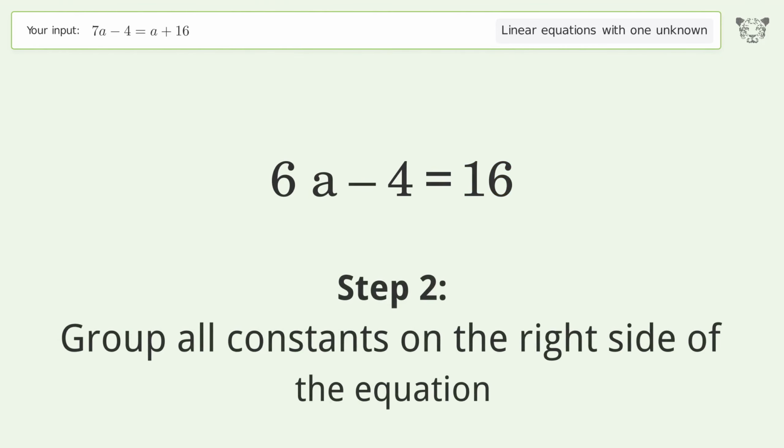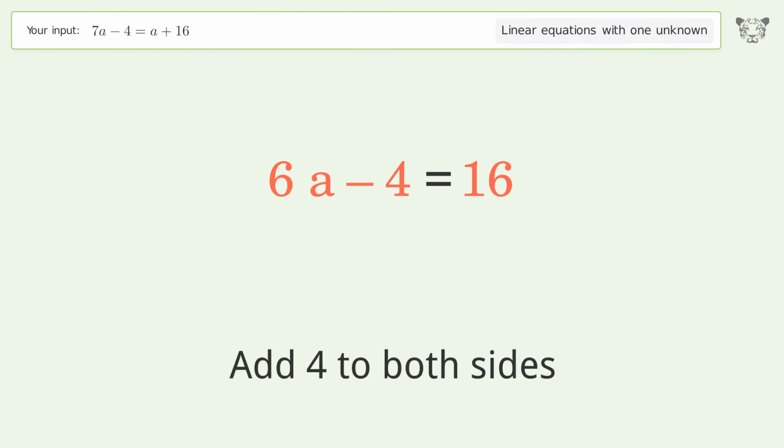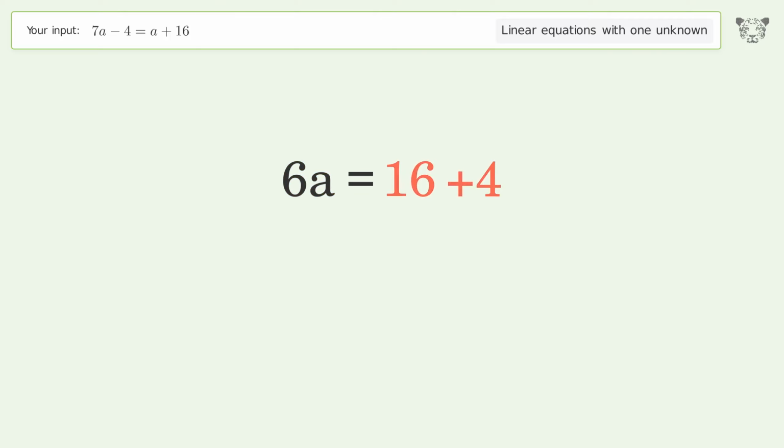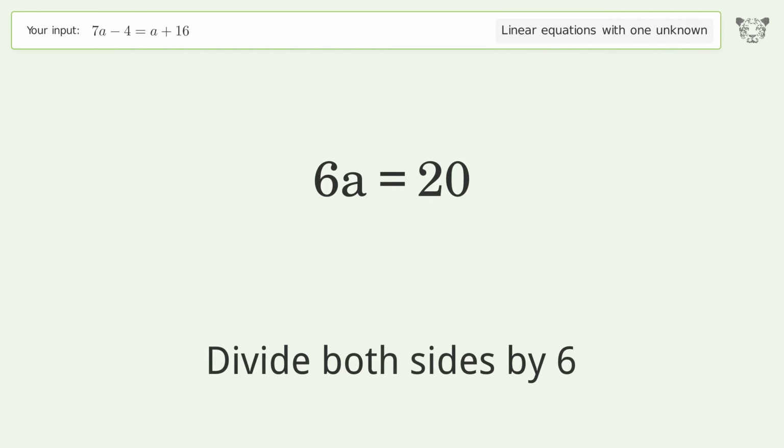Group all constants on the right side of the equation. Add 4 to both sides. Simplify the arithmetic. Isolate the a. Divide both sides by 6.